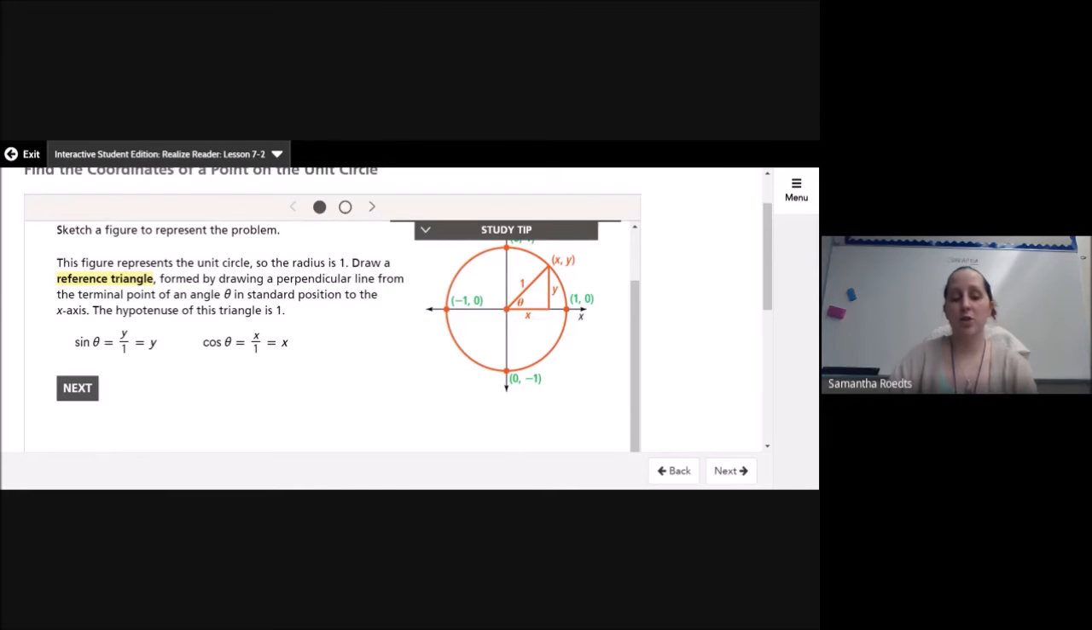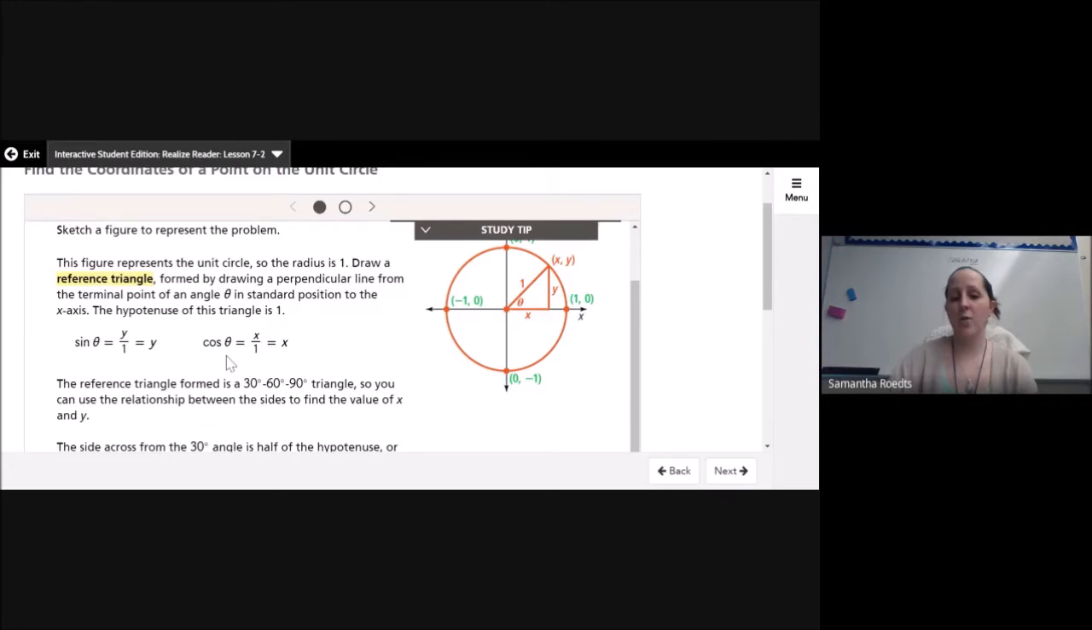The figure represents the unit circle, so the radius is 1. Draw a reference triangle formed by drawing a perpendicular line from the terminal point of an angle theta in standard position to the x-axis. The hypotenuse of this triangle is 1. Sine of theta equals y over 1, which equals y, and cosine of theta equals x over 1, or x.